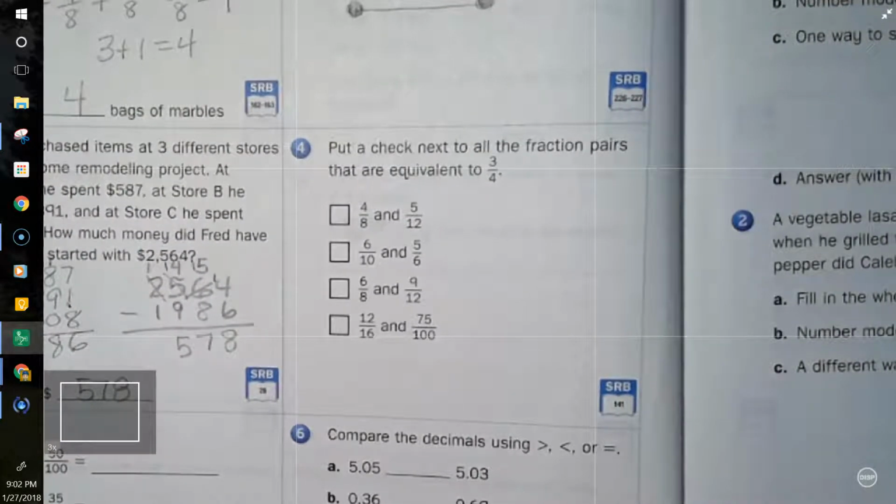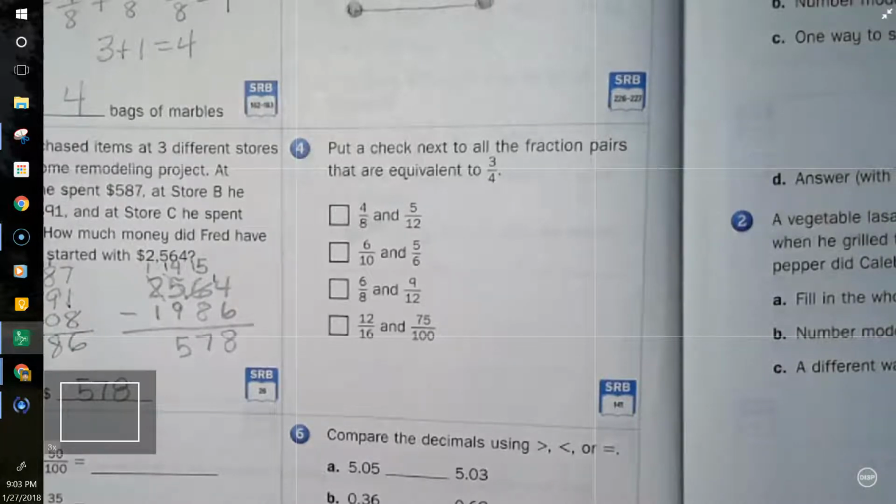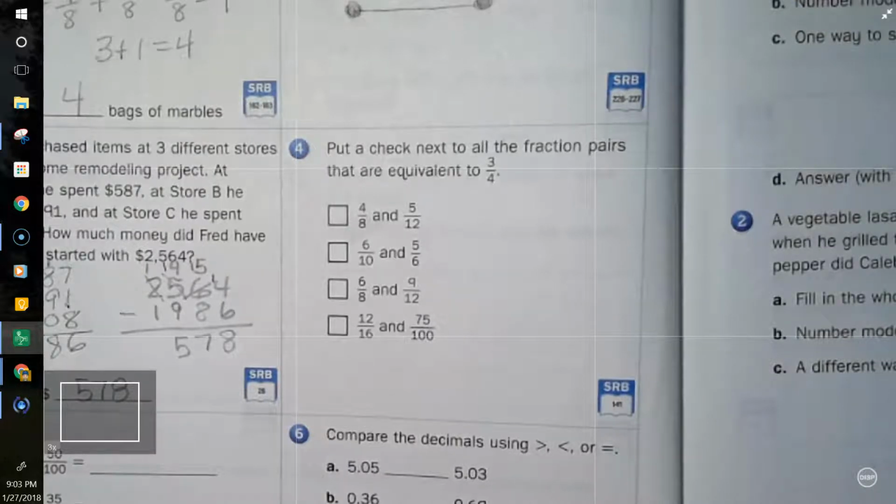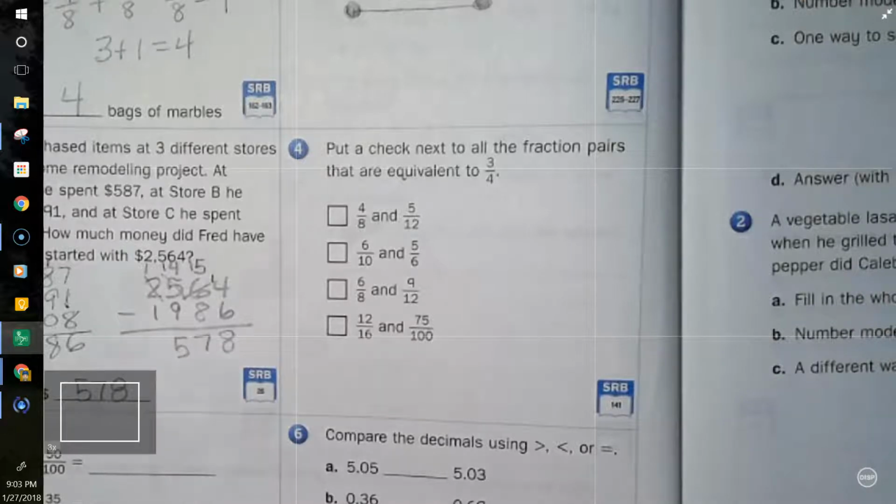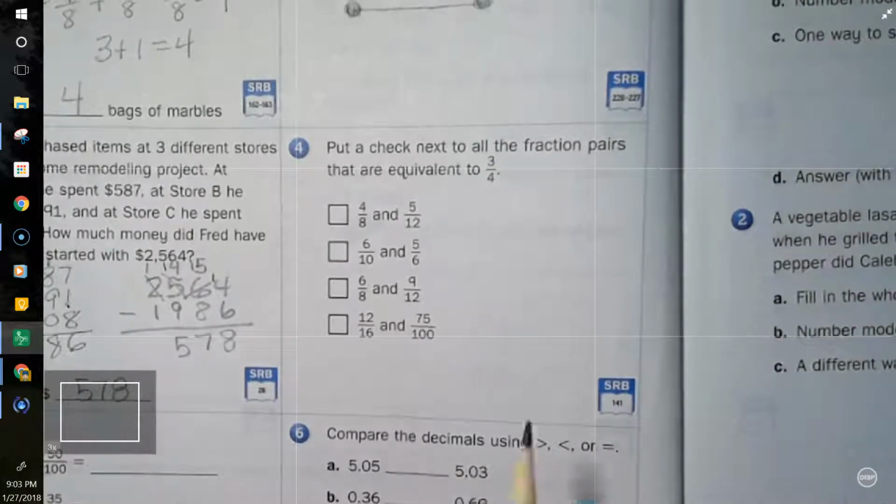They're asking us to put a check next to all the fraction pairs that are equivalent to 3/4. So it's important for us to understand that in order for us to be able to put a check in the box, both fractions have to be equal to 3/4. And so if we're doing this and we see one that's not, even though the other one may be, we can immediately eliminate that pair. So let's begin looking at these.